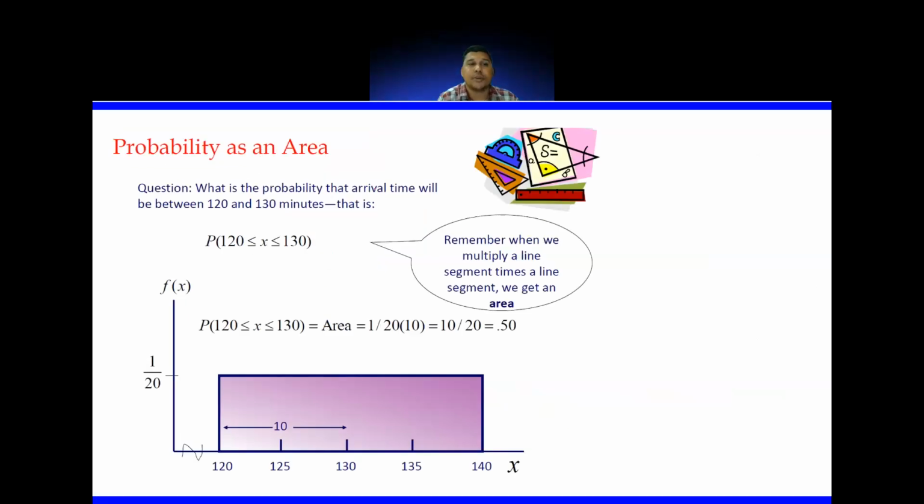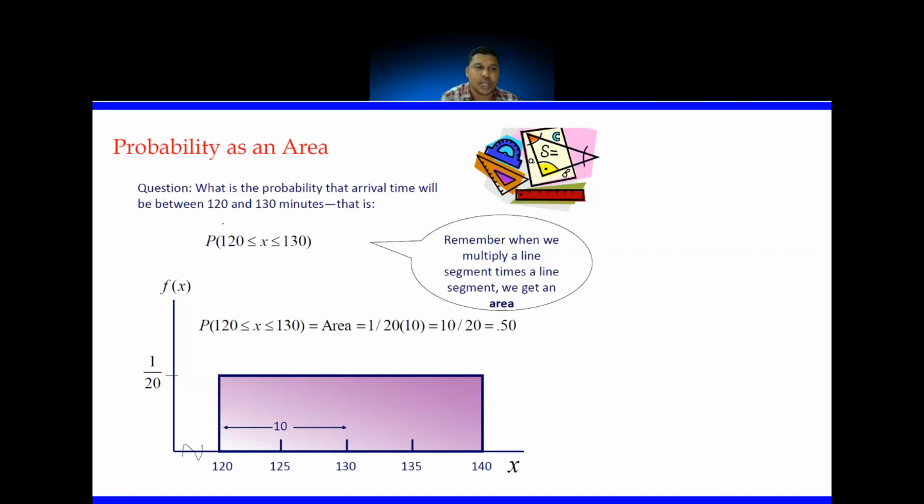Suppose somebody asks you, what is the probability that the arrival time is between 120 and 130? Generally, I know it is coming between 120 and 140. In that, if somebody asks what is the probability that the flight will arrive between 120 and 130, you just have to multiply. The area is 10 into 1 by 20, so it is 0.5. So the probability of a flight arriving between 120 to 130 is 0.5. It's very, very simple. It's just 1 by 2.